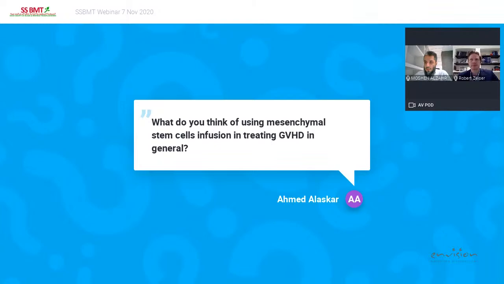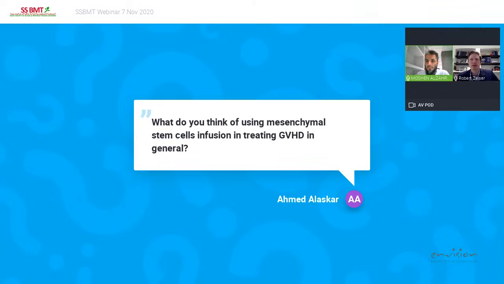Okay, another question. What will be the balance of control of the GVHD and prevention of disease relapse? When you have one case of severe GVHD, and then the next patient, you will give everything. But there should be a balance here, because if you give too much immunosuppression, then you may have disease relapse. How will you balance your management?